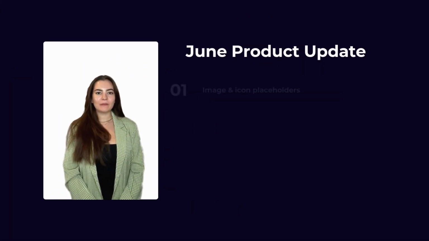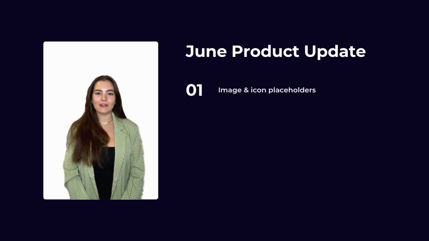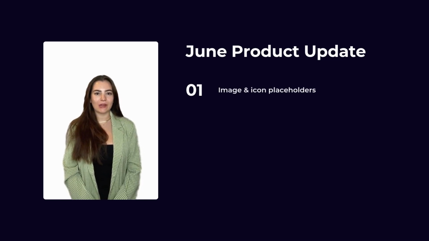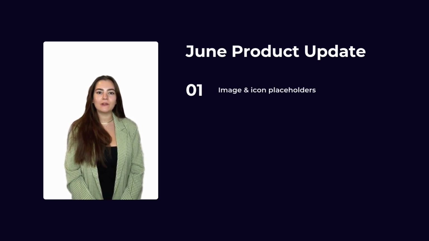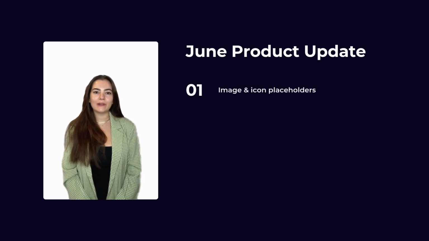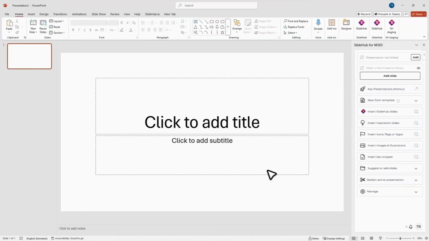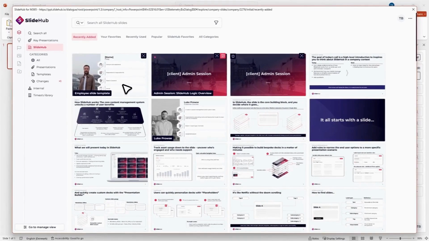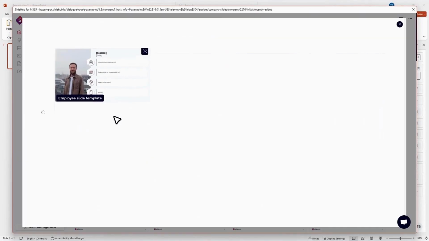First up, image and icon placeholders. These make it super easy to customize documents and presentations with the right visuals. Just choose your images or icons and SiteHub automatically inserts them in the right spot and size when you download your file. Let me show you how it works. Users can now easily enhance their slides or documents with the right visuals before even downloading the file and without needing to manually adjust anything.